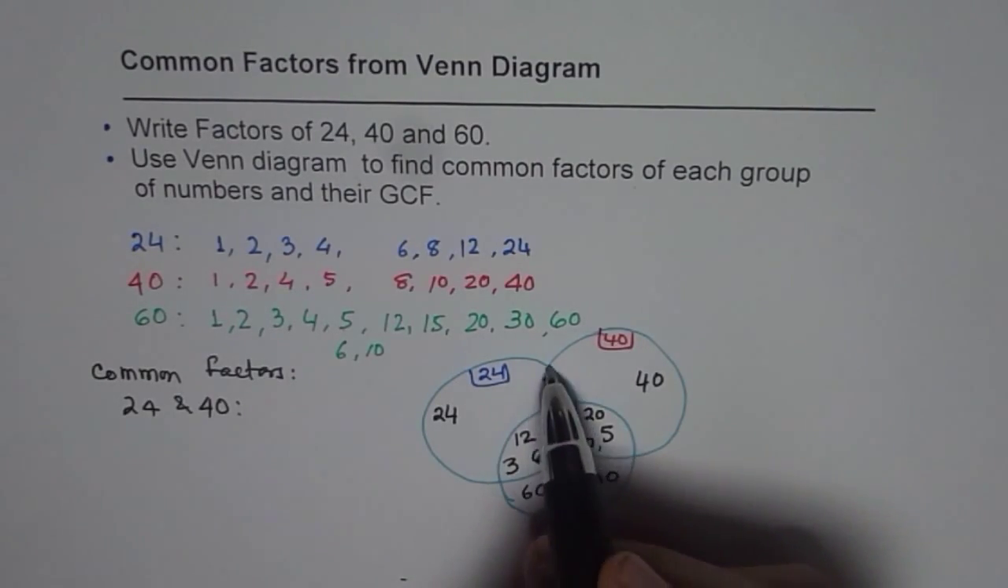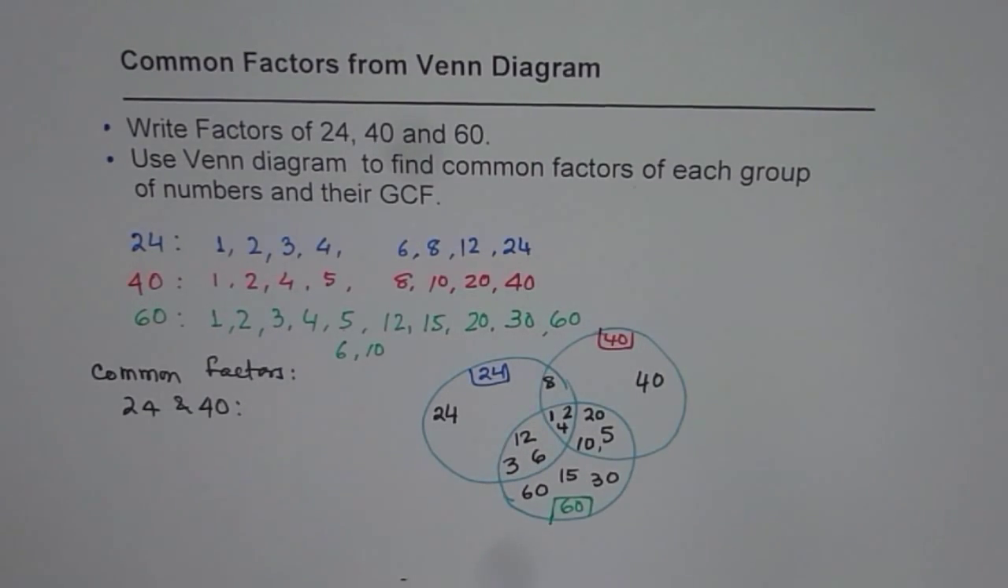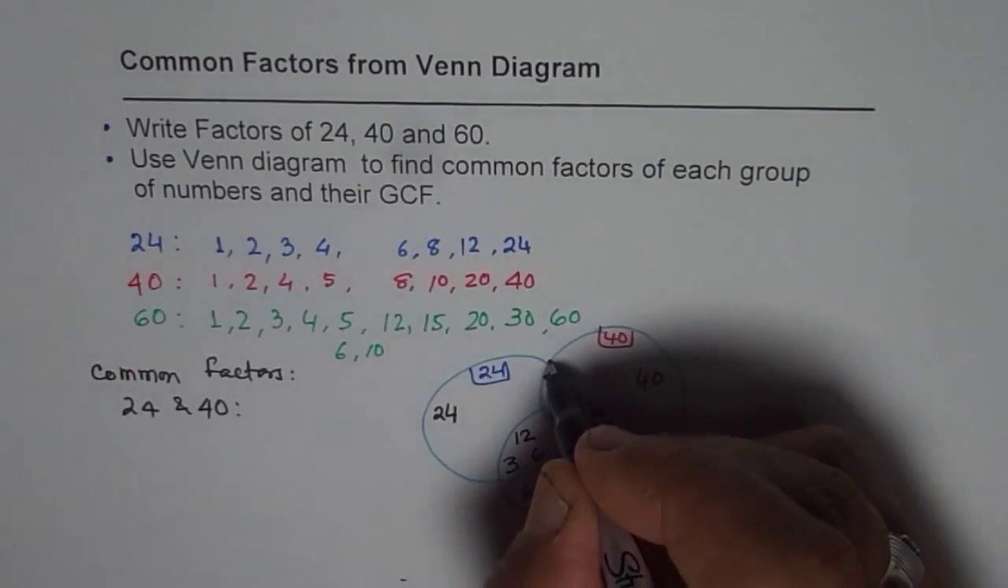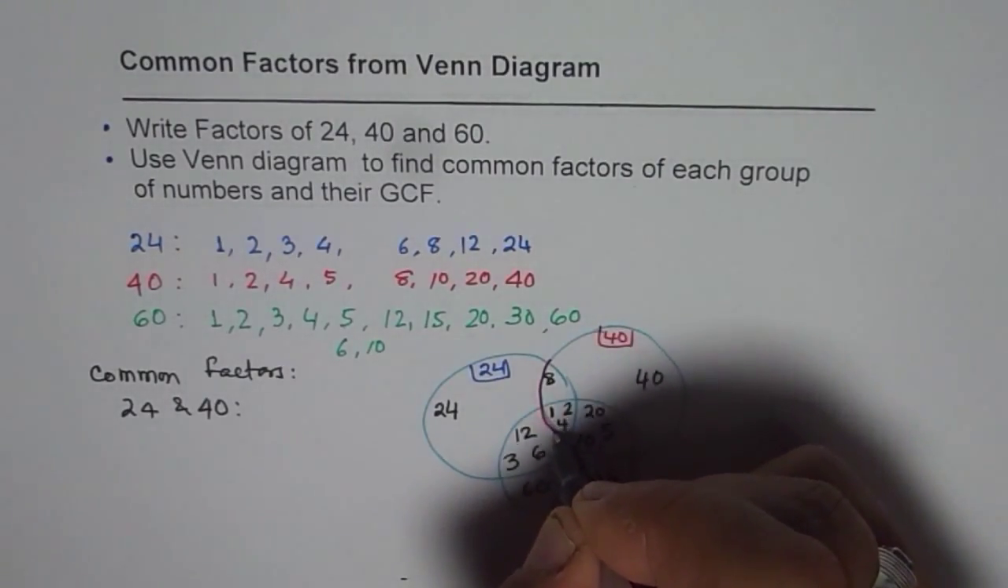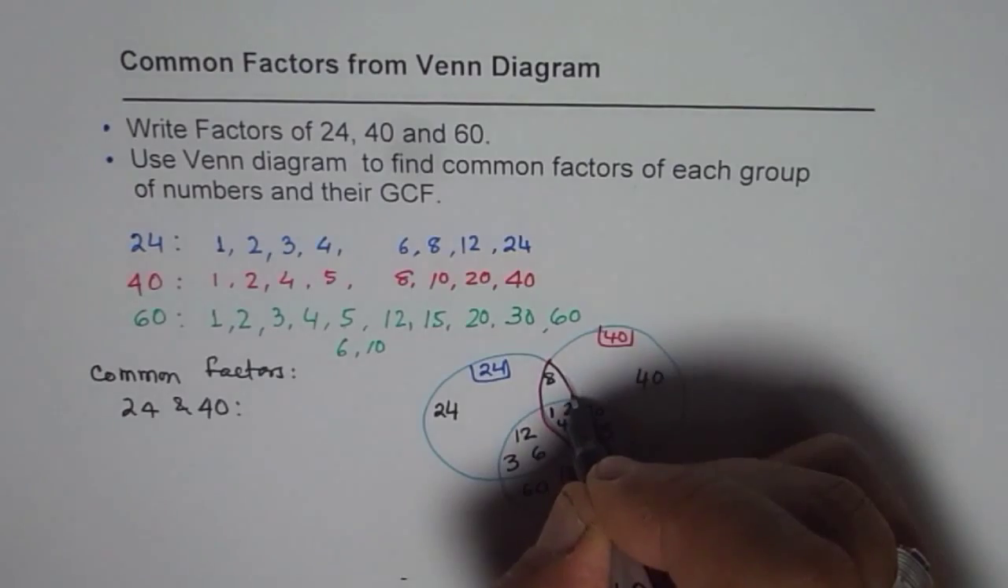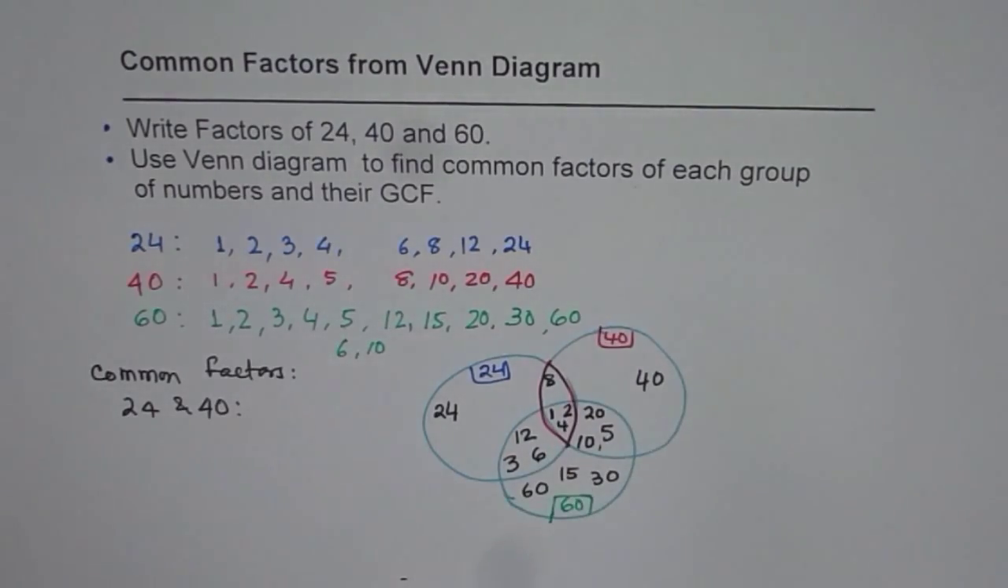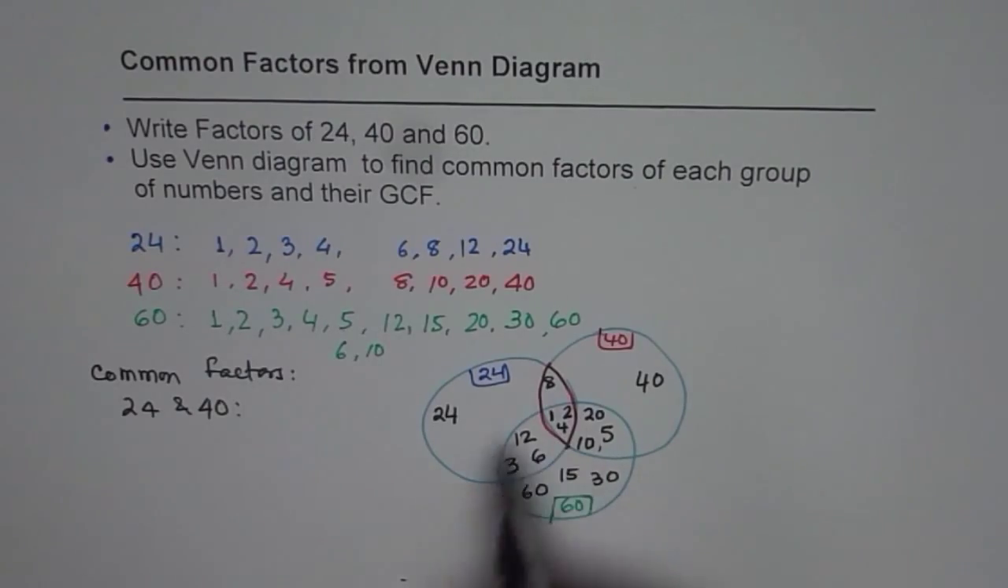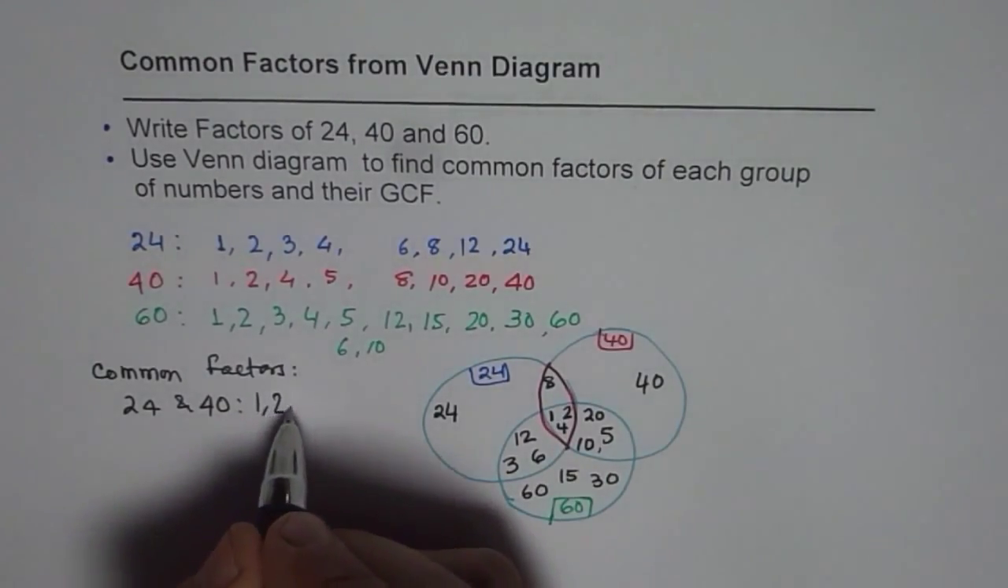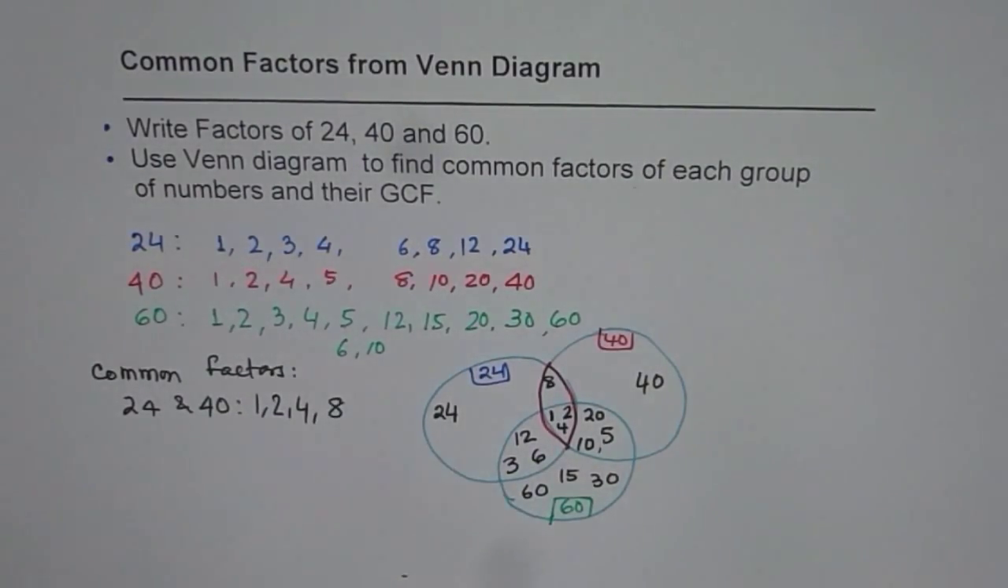So this whole group, do you see this group? 24 and 40 is like this. This is the group which is common to both 24 and 40. So here we have numbers 1, 2, 4, 8. So list them all, correct?